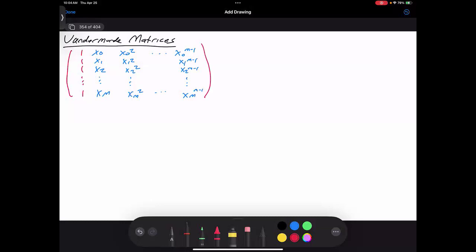So do we all agree that this is a square matrix? It's m plus 1 by m plus 1. So I can calculate its determinant. What can you tell me about the determinant of this matrix?